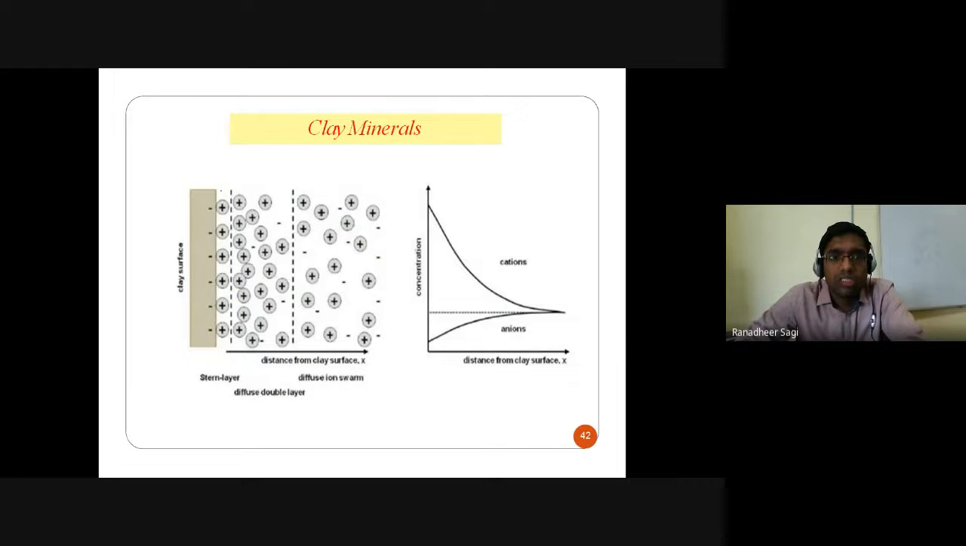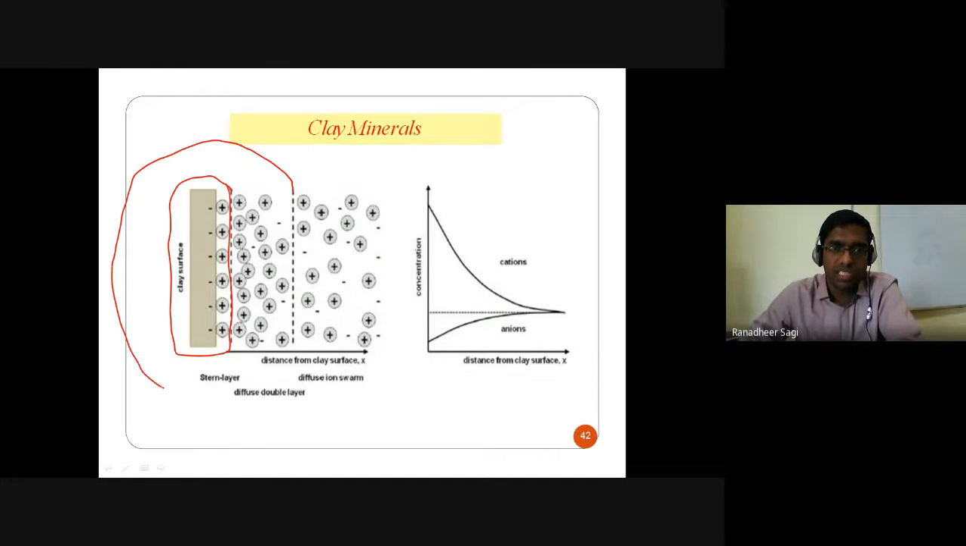Okay, so this region of water molecules adjacent to the clay particle is strongly adhered to the surface of your clay particle. Those water molecules we call adsorbed water. And the other water molecules, which are also getting attracted towards the surface of the clay particle, existing in the solution, this complete zone is what we call your diffuse double layer.